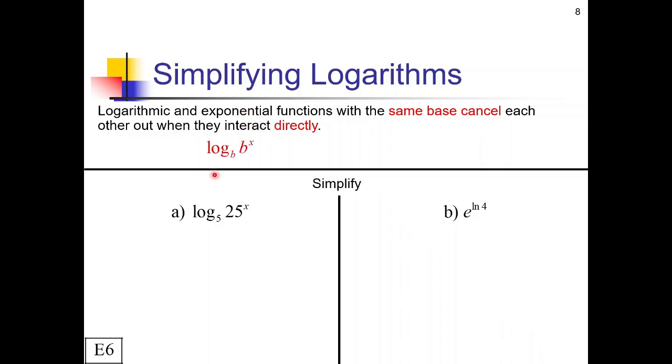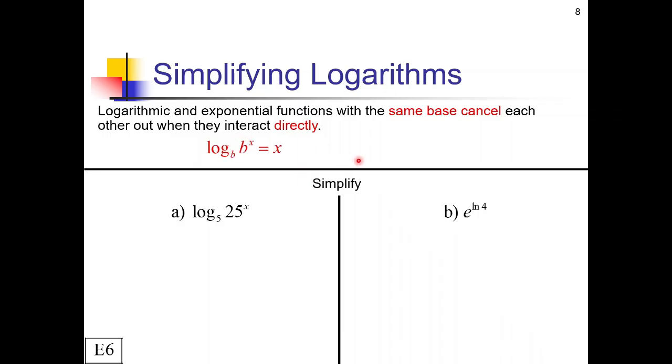For example, when you have a log of a base and the input is that same base raised to an exponent, well, let's reason out what's happening here. I'm asking, what do I have to raise this b to in order to get b to the x? Well, I have to raise b to the x in order to get b to the x. So this answer is just x. When you have a log base and a same exponent base, those essentially cancel and you just get whatever the input of the exponent was.